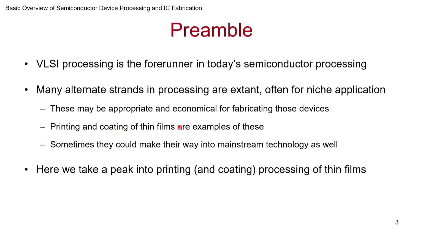Printing and coating of thin films is one example of such an offbeat or different type of forming thin films. Sometimes they could make their way into mainstream technology as well. Okay, so for example, coating photoresist. Spin coating is one of the methods. It's a coating method, remember that. But maybe one can also go for slot die coating if you have a large area. And indeed, people do use these in some instances where you want to get high throughput.